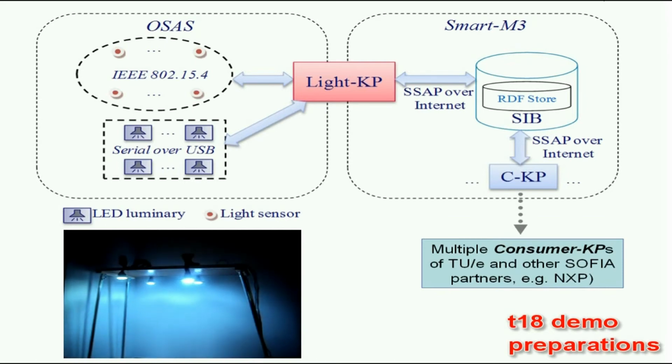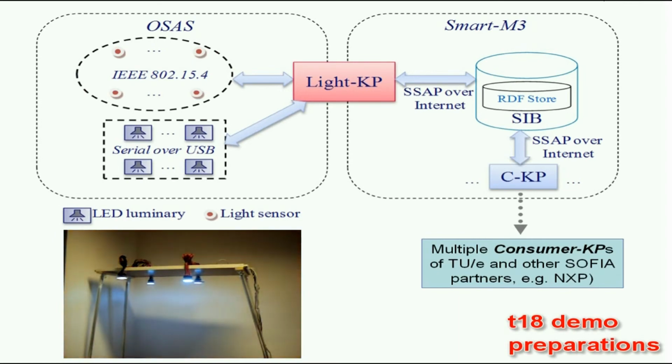The interoperability between the OSAS and the Smart M3 networks is performed by the Light KP, which connects these platforms by using different communication protocols. In this case, the Light KP is a producer KP of the Smart M3 network, as well as the loader node of the OSAS network.